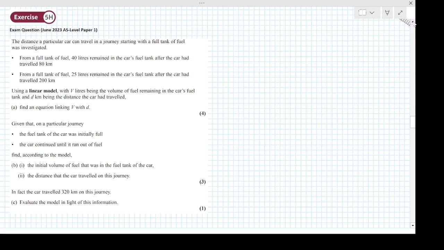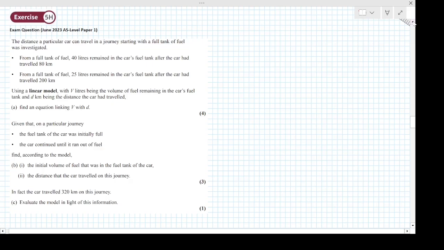So, exam question. It says the distance a particular car can travel in a journey, starting with a full tank of fuel, was investigated. Okay, from a full tank of fuel, 40 litres remained in the car's fuel tank after the car had travelled 80 kilometres, and from a full tank of fuel, 25 litres remained after the car travelled 200 kilometres. Then it says using a linear model with V litres being the volume of fuel and D kilometres being the distance the car travelled, find an equation linking V and D.